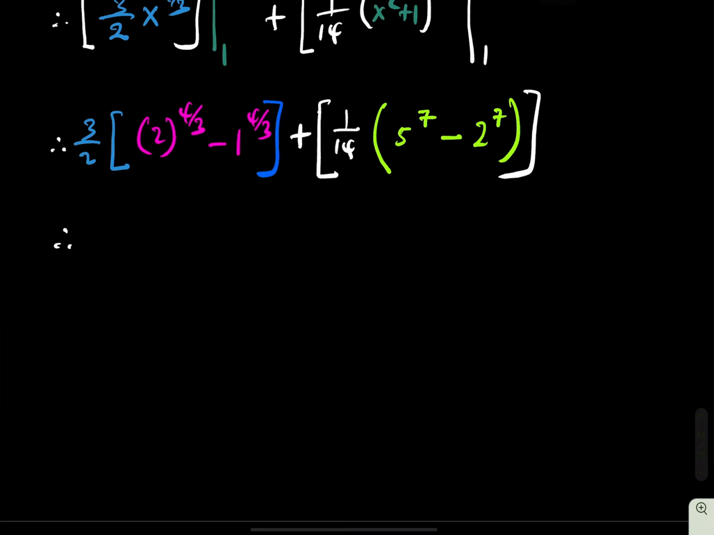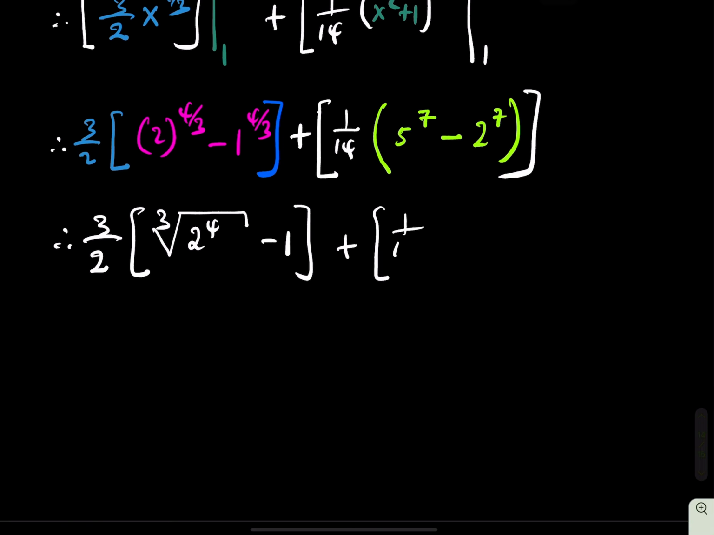And as a result, you're going to get 3 over 2 times, this means the cube root of 2 to the power 4, and then minus 1, this is 1. You close that and say plus 1 over 14. You can really find out what that number is. It's 5 to the power 7 minus 2 to the power 7.